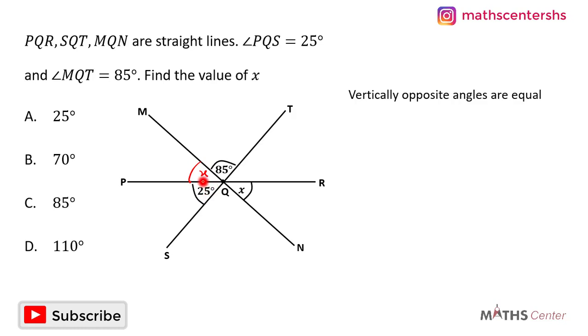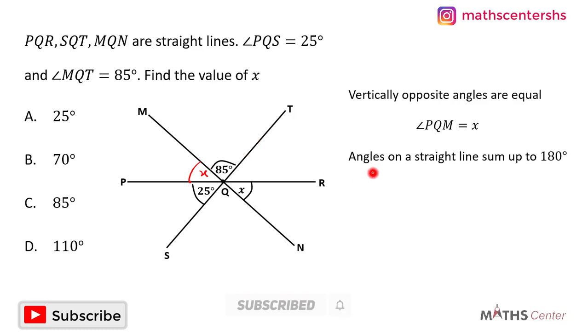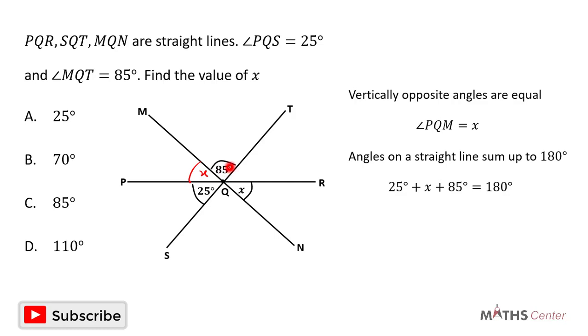25 degrees, X, and 85 degrees all lie on the straight line SQT. And we know that angles on a straight line sum up to 180 degrees. This means that 25 degrees plus X plus 85 degrees is equal to 180 degrees.